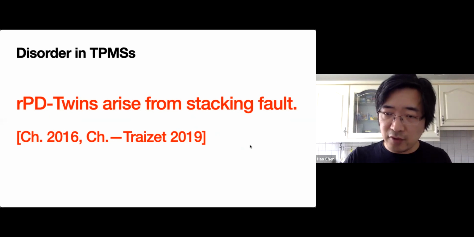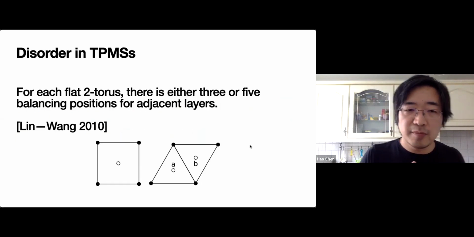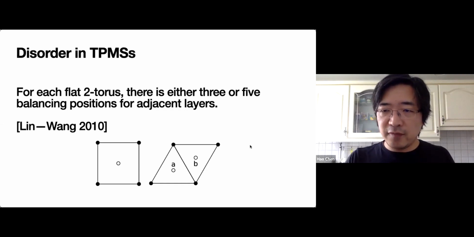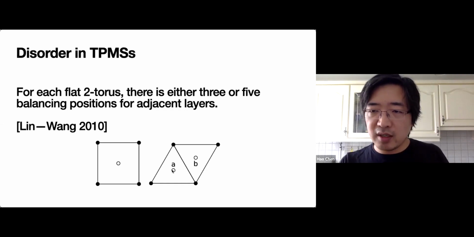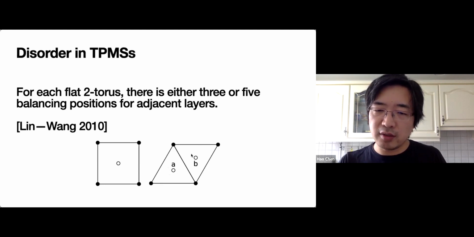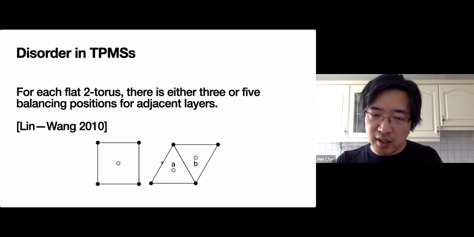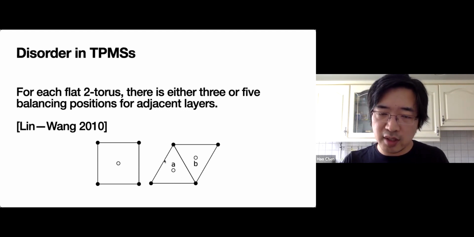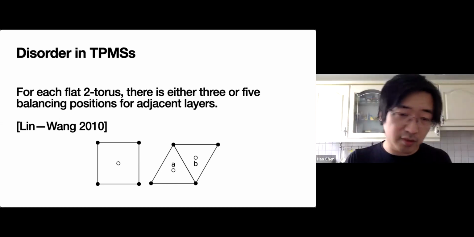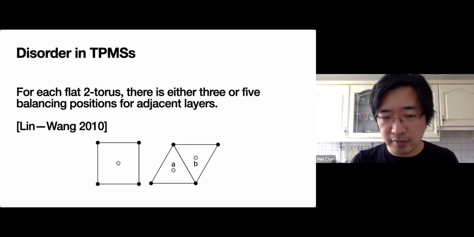Anyway, so stacking fault is only a special case. Why? Because remember that for the triangular lattice, we have two minimum points. I marked A and B here. In fact, there are 5 critical points for the triangular torus. So we have 2 minimum points, and there are 3 saddle points at the middle of the triangular sides here. These are the order 2 points, if you use the group theory word.